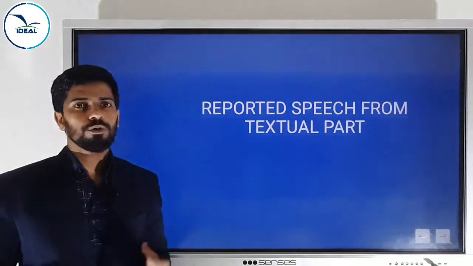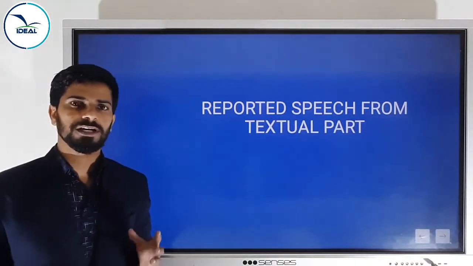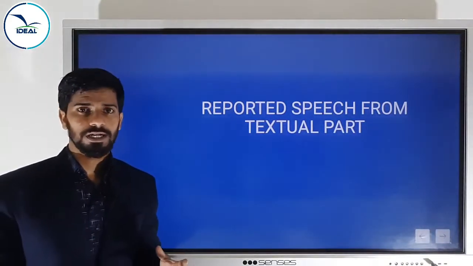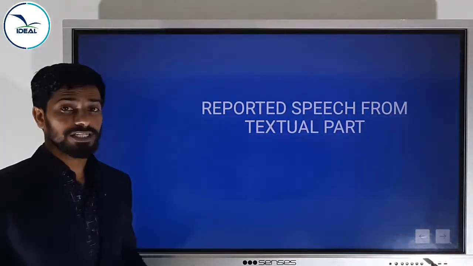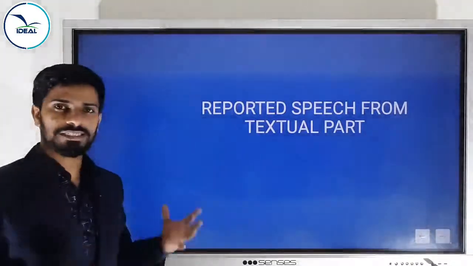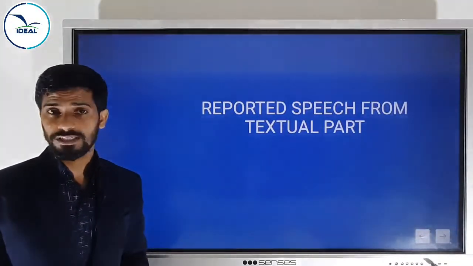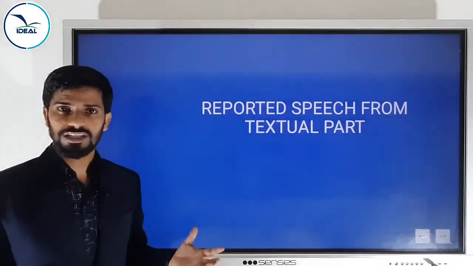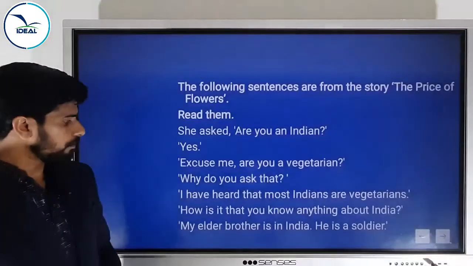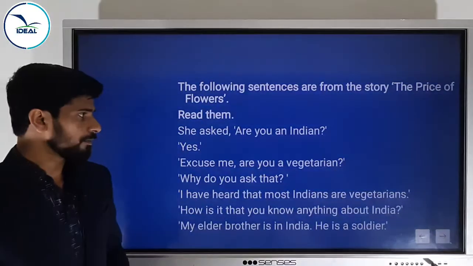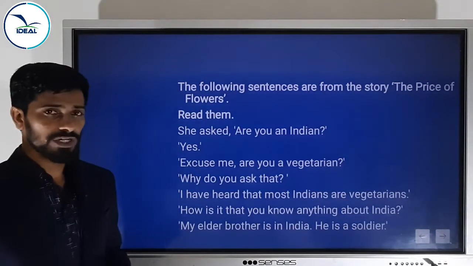Okay, now we have learned all the rules regarding reported speech, how to convert a sentence into reported speech. Now let's see what is there in your textbook regarding reported speech, what type of questions are asked, and how you can make the changes. Okay, reported speech from the textual part. This one is from the plus one English textbook.